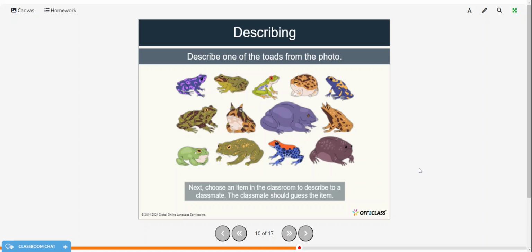All right, so then describe one of the toads from the photo. There are different ones, and you can practice describing them by size, shape, color, texture, those types of things.